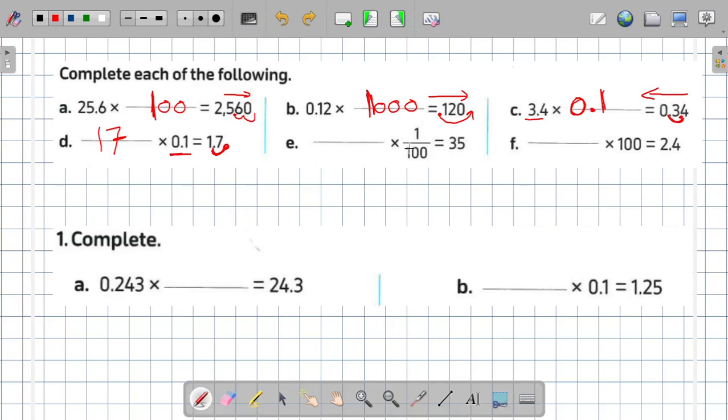Here, I wanted to multiply by 1 over 100 to get 35. So the decimal point was moved to the left. So this means we canceled the two zeros? Yes, we had two zeros here. And when we multiplied by 1 over 100, we canceled the two zeros here.